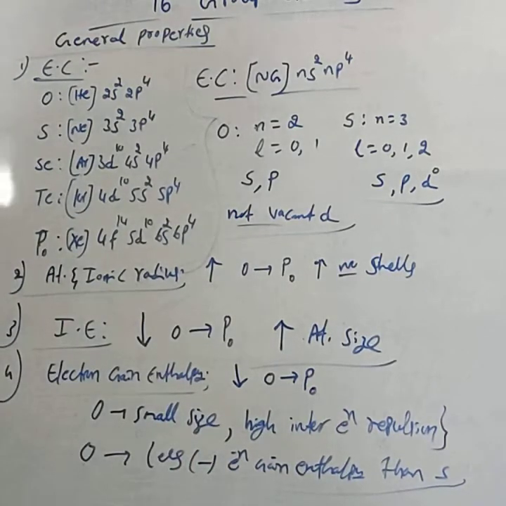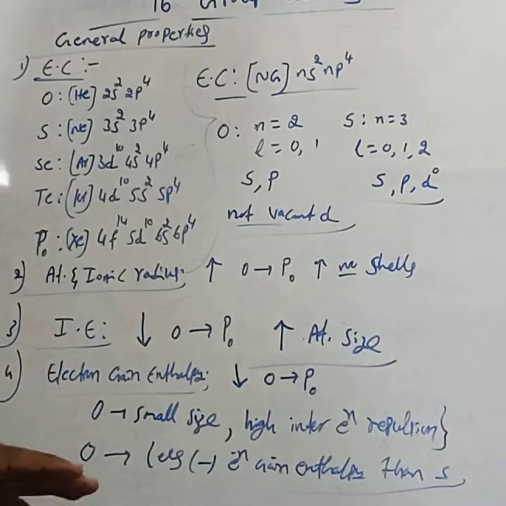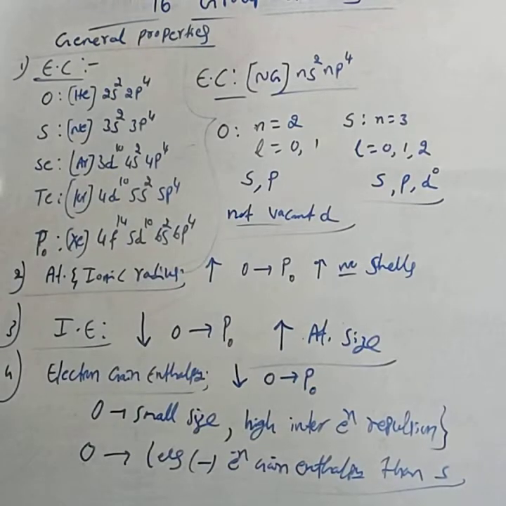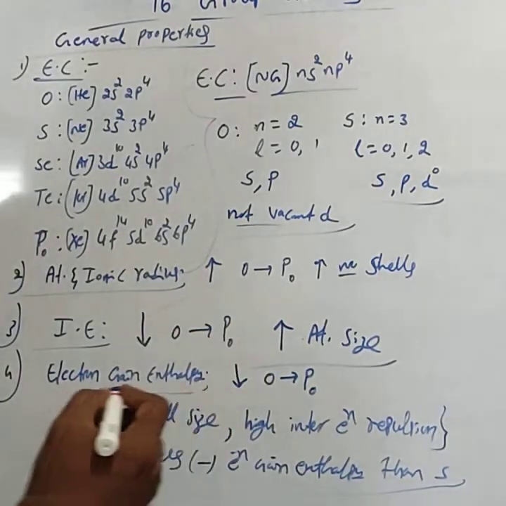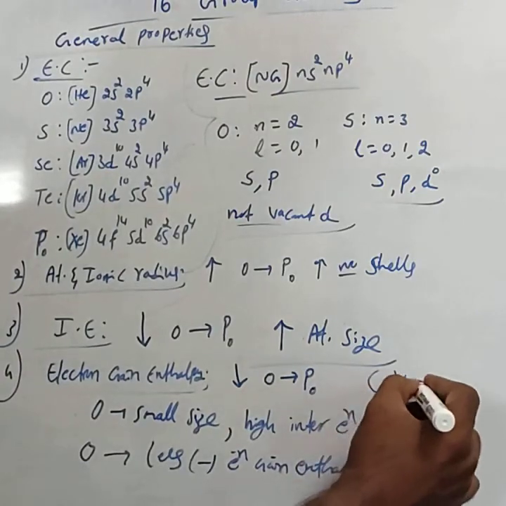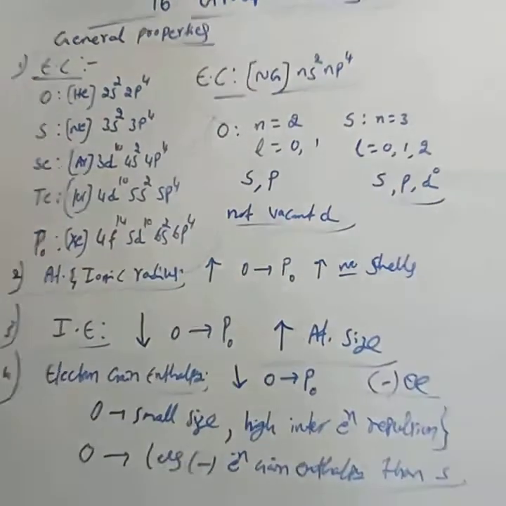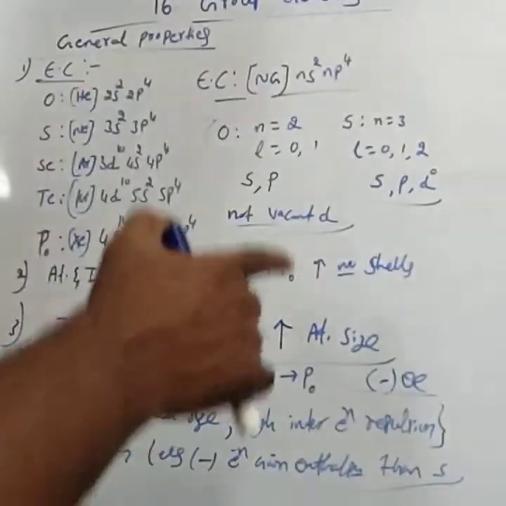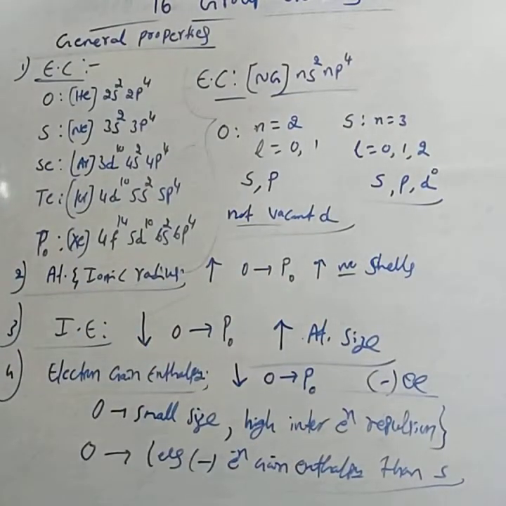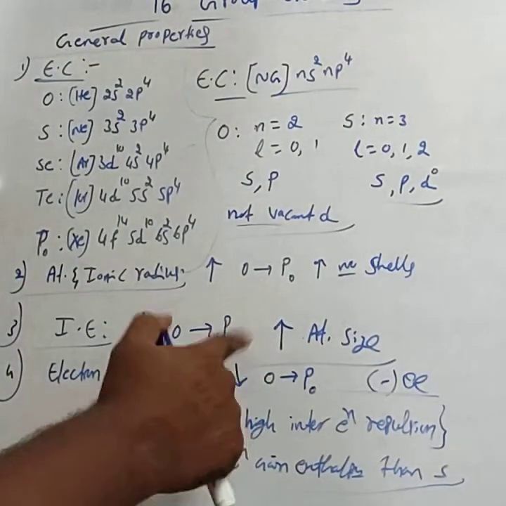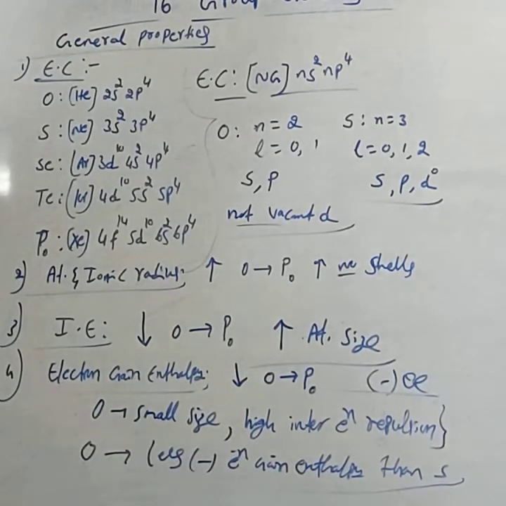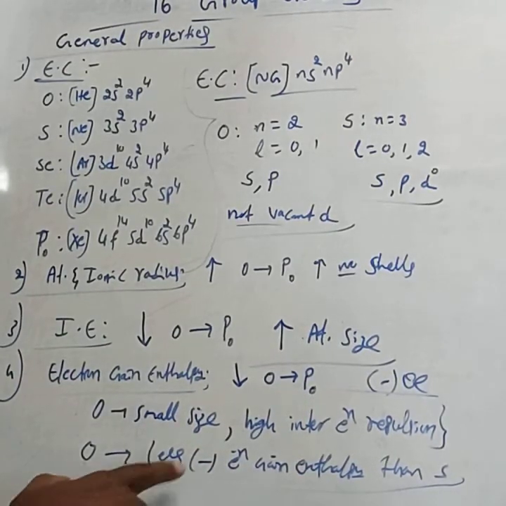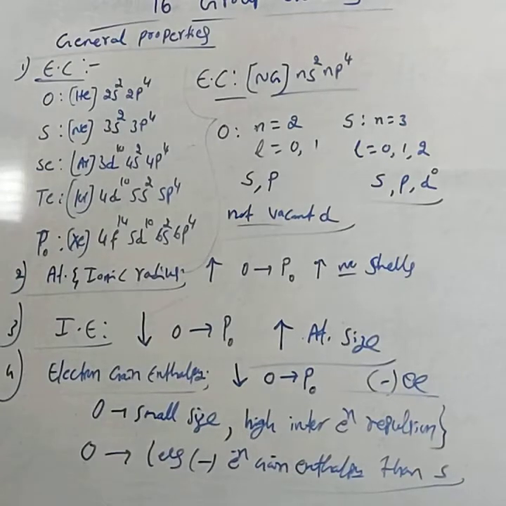Actually, oxygen has to show more negative electron gain enthalpy because down the group, from oxygen to polonium, electron gain enthalpy decreases. Electron gain enthalpy is generally denoted by a negative sign, a negative value, because energy is liberated. From oxygen to polonium, electron gain enthalpy decreases, meaning it becomes more and more less negative. Based on that, oxygen has to show very high negative electron gain enthalpy compared to sulfur. But if you observe the values, oxygen shows less negative electron gain enthalpy than the sulfur.